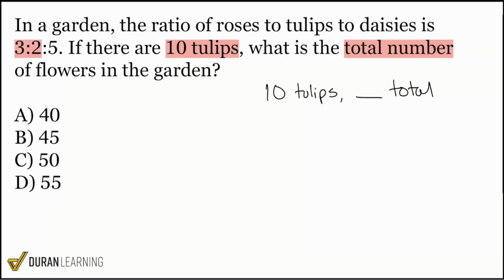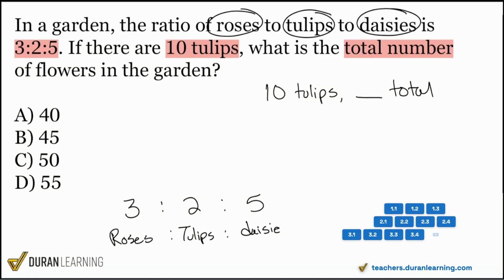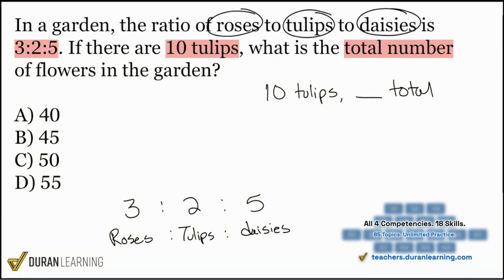We see that we have 3 to 2 to 5. And so we have to understand what that 3 to 2 to 5 really represents. So here we go. We see that it says roses to tulips to daisies. So that 3 to 2 to 5, that's represented as roses to tulips to daisies. And so with that said, well, which of those numbers can we already use, my party people? Which of those numbers can we already use?